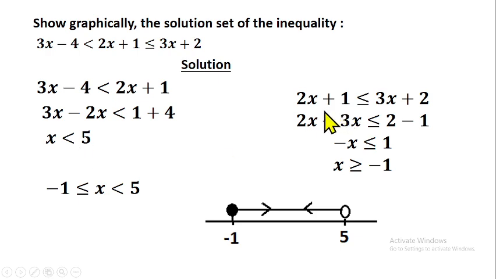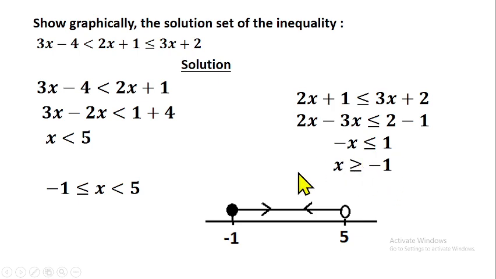For this one, collect like terms as well. We have 2x minus 3x less than or equal to 2 minus 1. 2x minus 3x gives us minus x, less than or equal to 2 minus 1, which is 1. Our aim is to find x, so divide both sides by minus 1. That means the inequality will change. Then if you divide both sides by minus 1, you'll have x greater than or equal to minus 1.